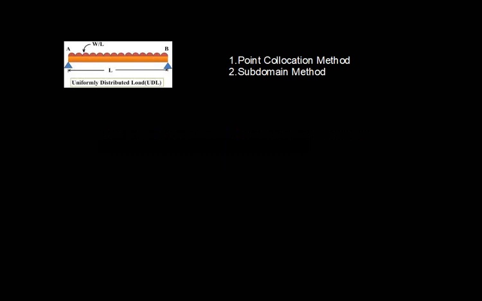What is point collocation method? We make the residual zero only at chosen points. What is subdomain collocation method? In subdomain collocation method, we make the residual zero in an overall sense.